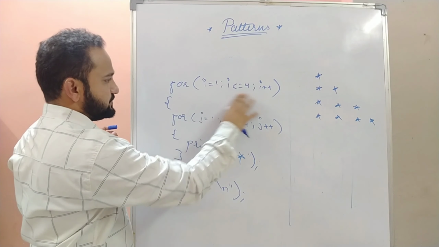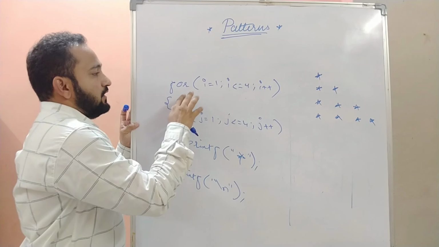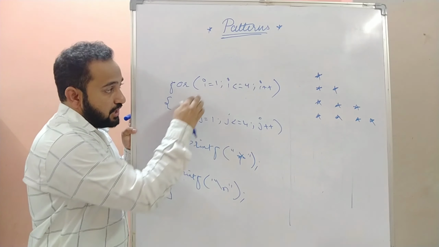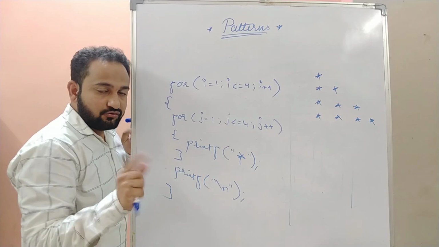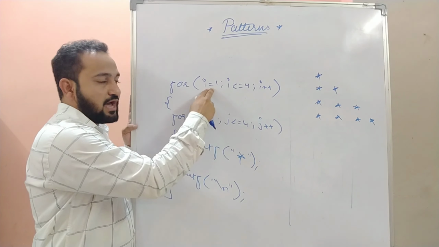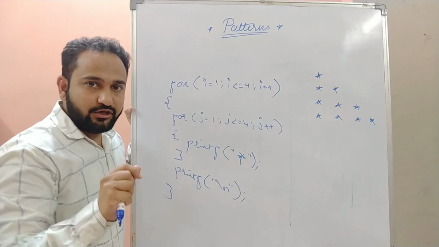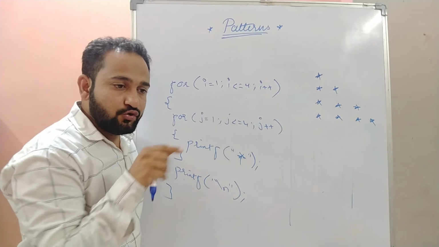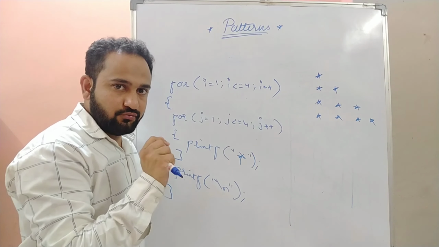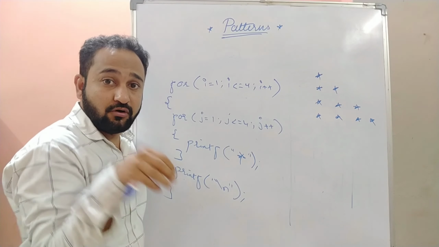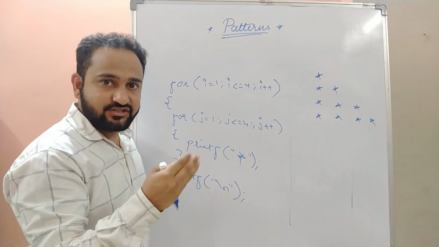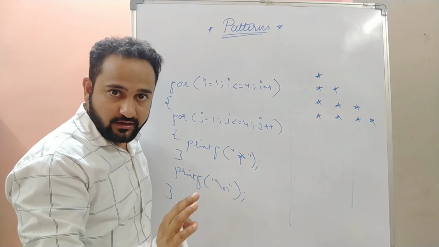Now see this. Who is handling rows? Your outer for loop is handling rows. In that, which variable have you used? You have used the variable i. If the value of i is 2, what can you say? You are on the second row. Agree? If the value of i is 4, what can you say? You are on the fourth row. If the value of i is 6, you are on the sixth row. Agree?